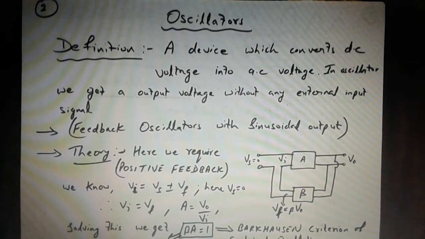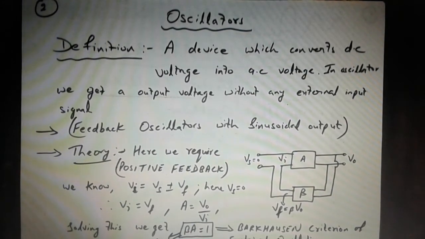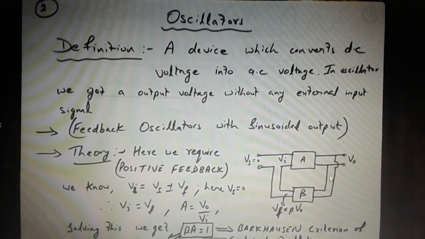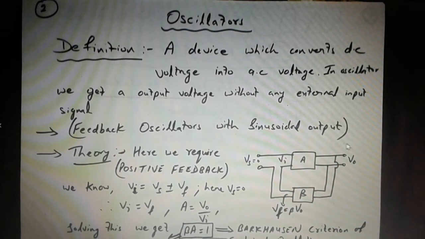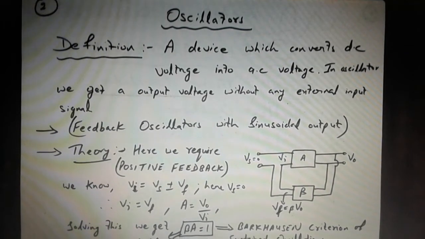So in the theory, the main thing which you should understand in oscillators is positive feedback. As you can see in the diagram, you find an amplifier whose gain is A. A portion of its output voltage V0 is being fed back through the feedback network to the input. This diagram is familiar to you as we have done this in our previous classroom lecture of feedback amplifiers.